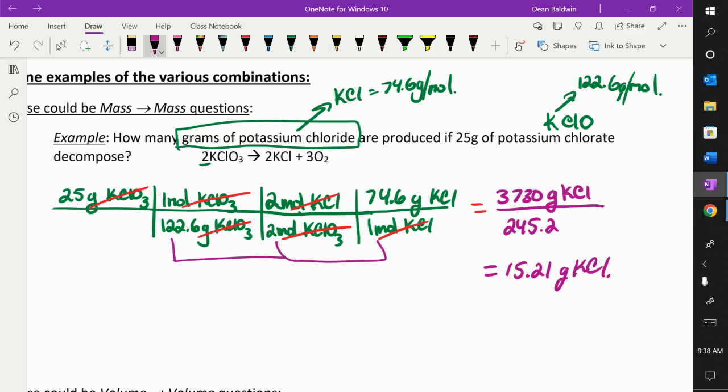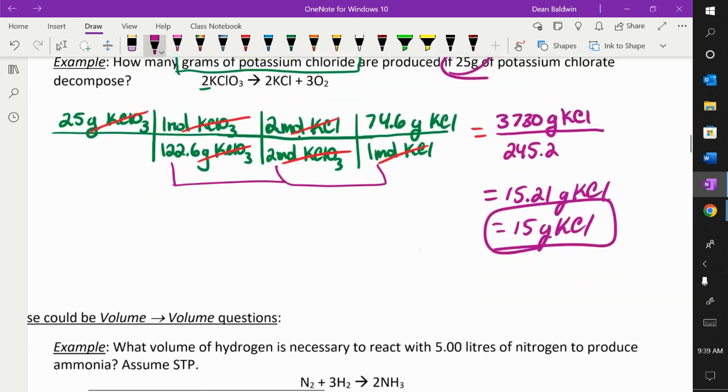How many sig figs should your answer have? Why? Because there's 2 in the original, right? So it's just 15 grams of KCl. Okay? Do we feel comfortable with that? It's always whatever you're given, convert to moles, and then go across the mole bridge, so moles of whatever you're asked for, and then convert that to whatever they want, grams, liters, and so on. We're going to do one more, and I'll give you some practice, and then we'll move on to bigger ones.